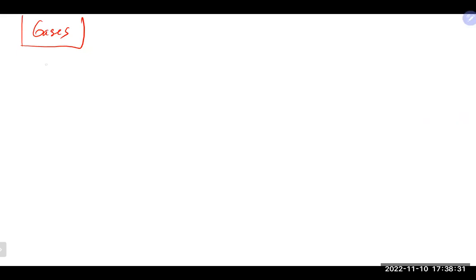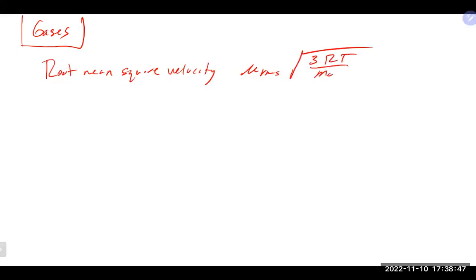Okay, so last time we talked about gases. We talked about root mean square velocity, which is the square root of 3RT over the molar mass. You can use this to calculate how fast, or I guess how slow, a gas molecule is moving.